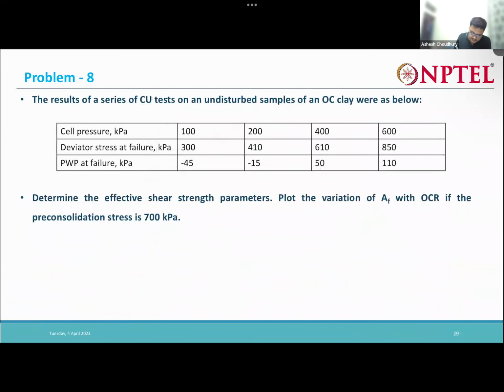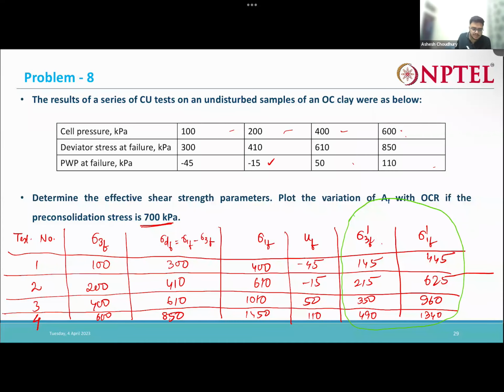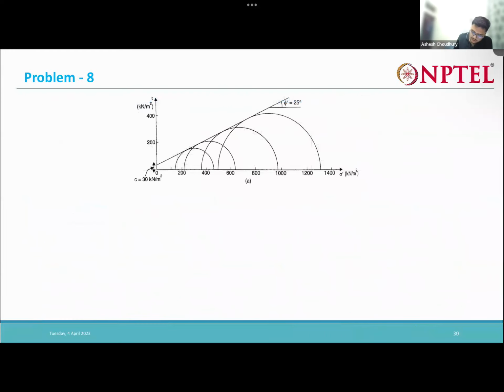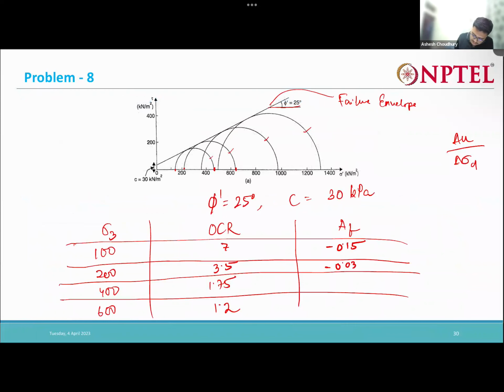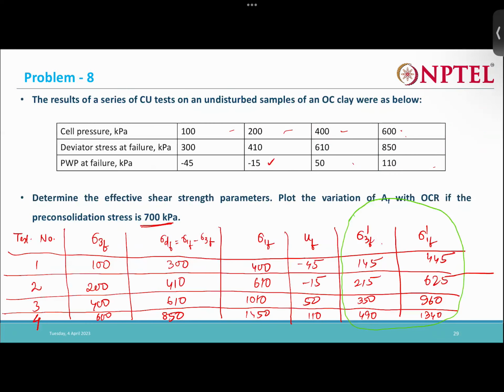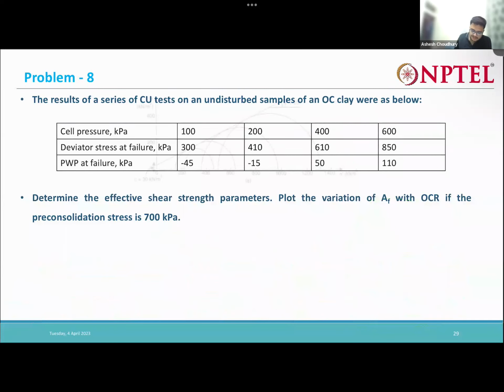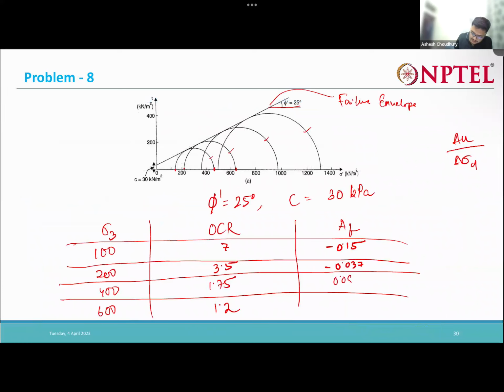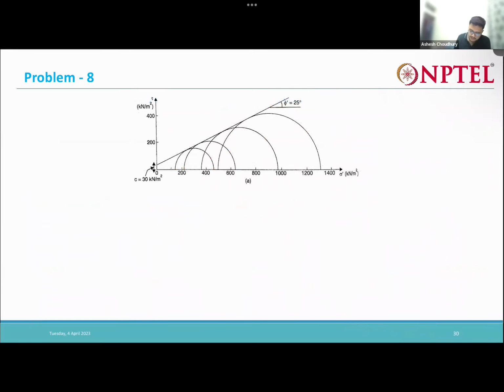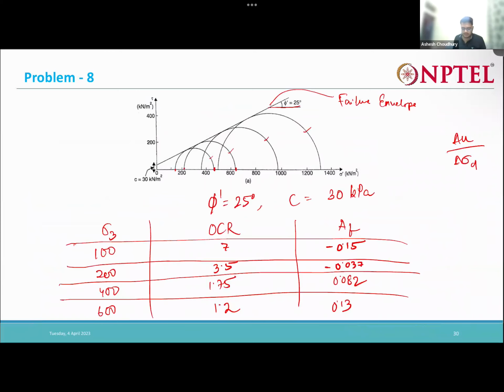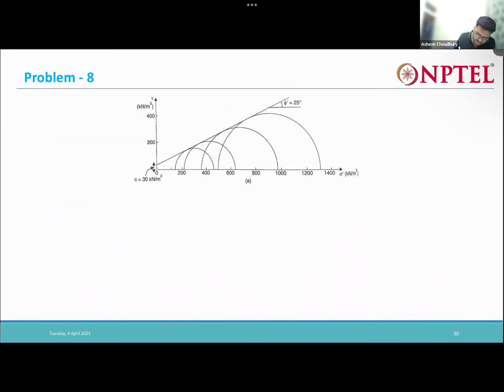Then next case, minus 15 divided by 410, that is 0.036, 0.037. Then 50 divided by 610, then 110 divided by 850. So 50 divided by 610 is 0.082, and this last one will be 0.13. Okay, so this one we go. Now we have to plot this.